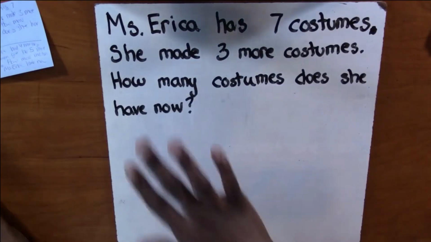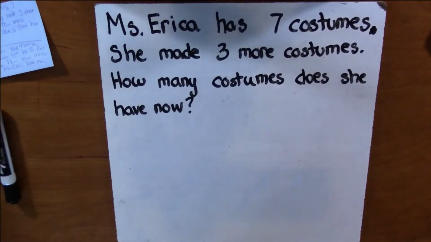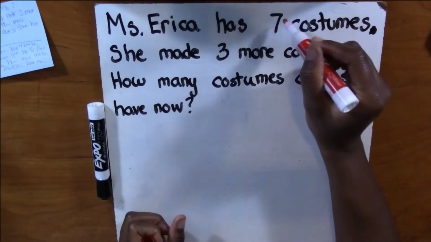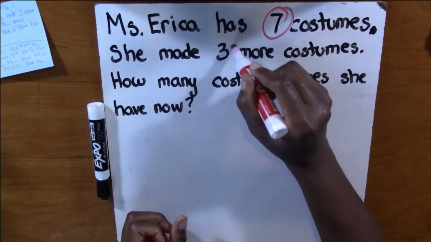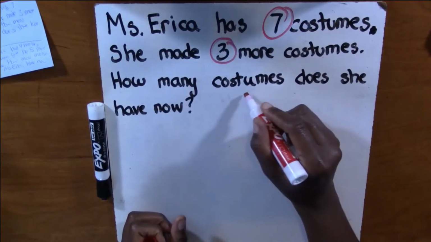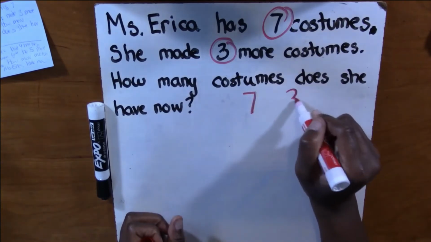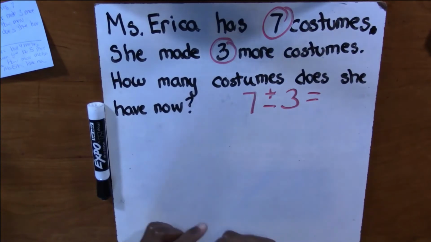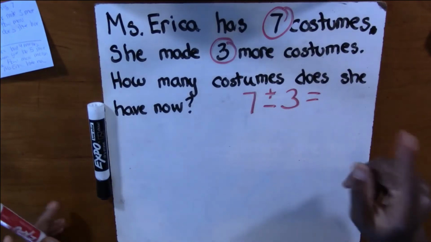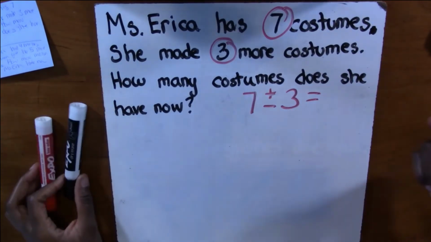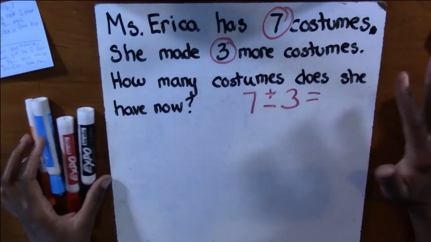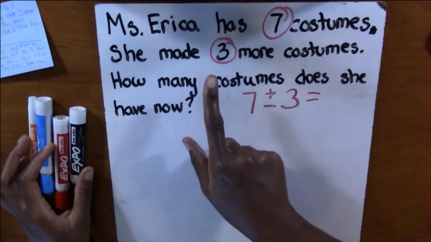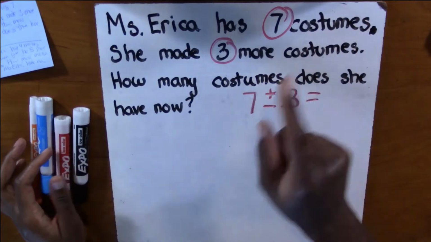Let's go. All right, so I've written my problem down as usual, guys. The first thing I'm going to do is circle my numbers, 7 and 3, and I'm going to write them right here, 7 and 3, but I do not know if I'm adding or subtracting, so we're going to figure it out. Okay, so let's figure out what the problem is saying is happening, and then we're going to solve it. Miss Erica has 7 costumes.